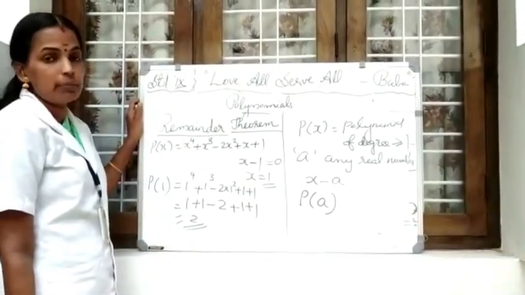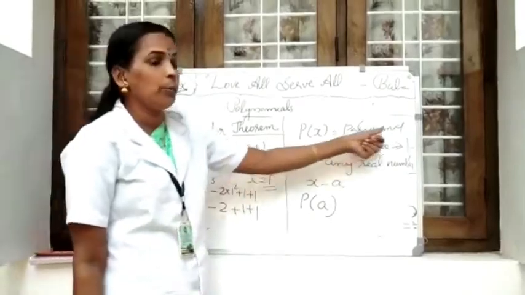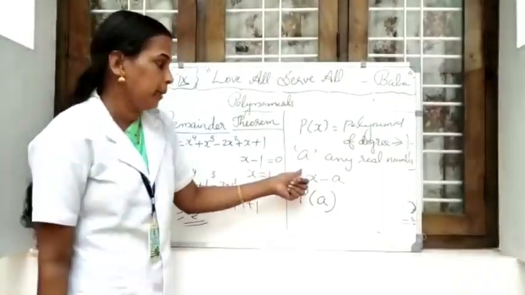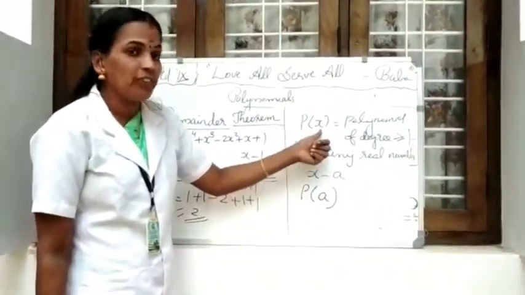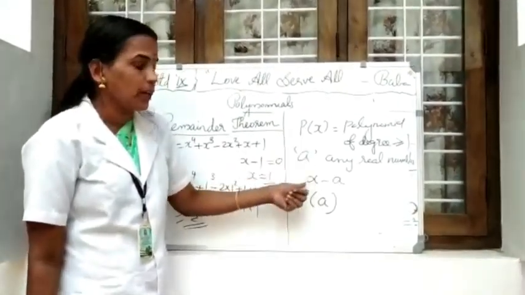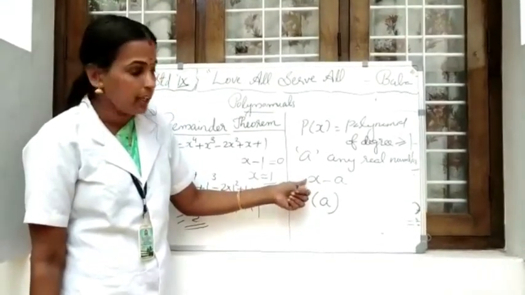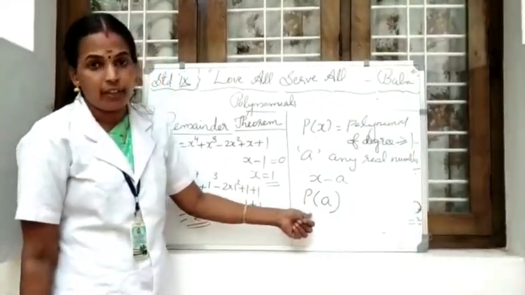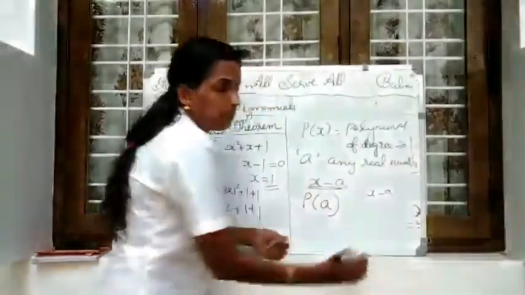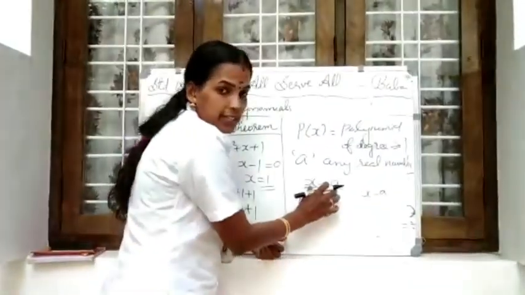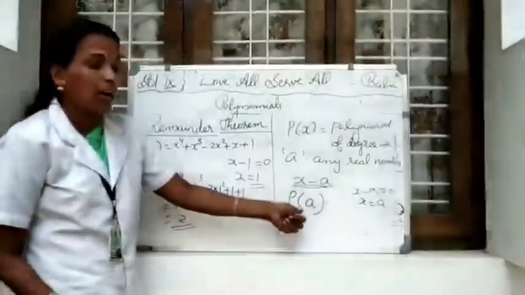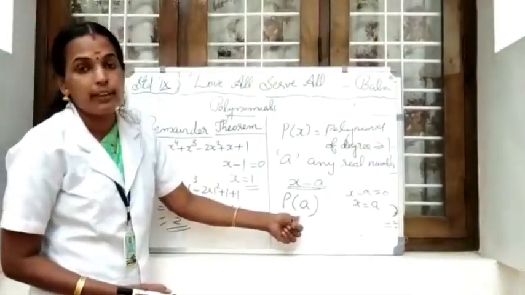So what is the remainder theorem? Let p of x be a polynomial of degree greater than or equal to 1. Let a be any real number. If p of x is divided by a linear polynomial x minus a, the remainder will be p of a. From where did we get this a? From x minus a. We are dividing by x minus a, so find the zero of x minus a. That is x minus a equal to 0, x equal to a. That is why we have to find p of a to get the remainder.